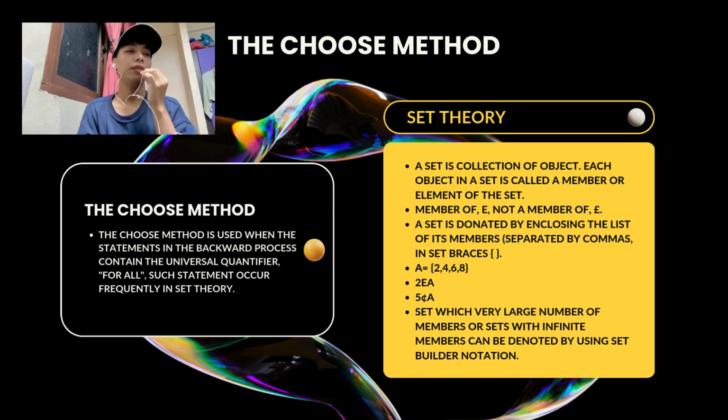In set theory, a set is a collection of objects. If an object is in a set, it is called a member or element of the set. Second, x is a member of E, or x is not a member of E. A set is denoted by enclosing the list of its members, separated by commas, in set braces. For example, A equals {2, 4, 6, 8}.